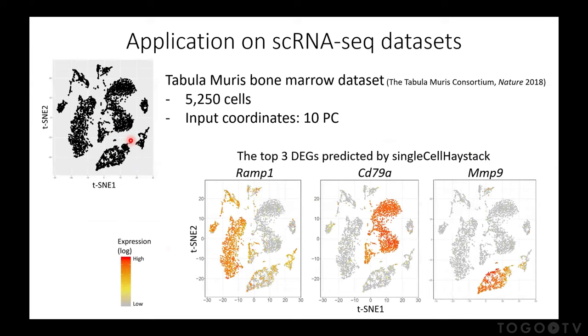So I want to show some applications. This is on a single-cell RNA-seq dataset. It has 5,000 cells. It's the one that I showed at the beginning. So here we give as inputs a 10D space. So each cell has 10 coordinates in that space. We give the space and the gene expression data, and it finds the grid points, calculates the Kullback-Leibler divergences, does some randomizations. And so these would be some of the high-scoring genes. They all have a high expression in a subset of the cells and not in the others. So it's working, I guess.